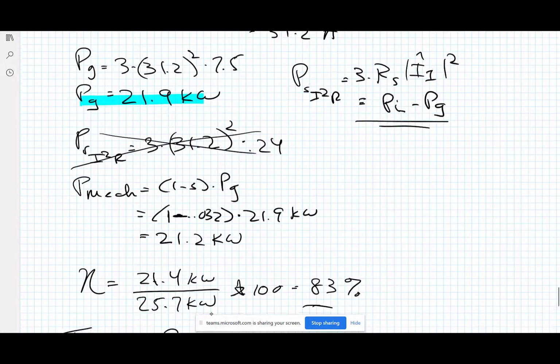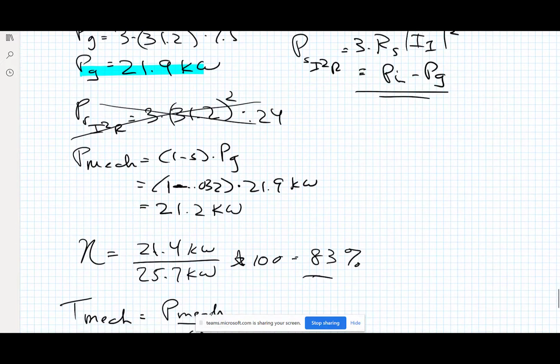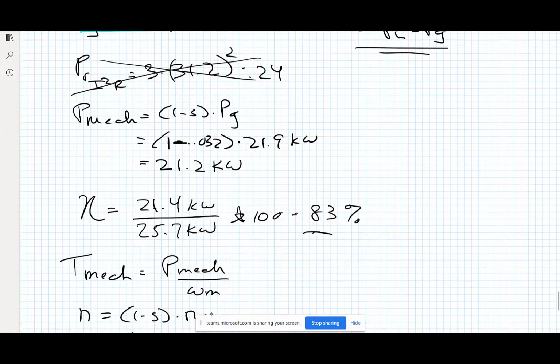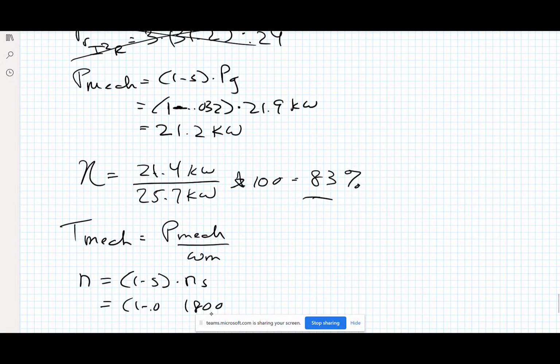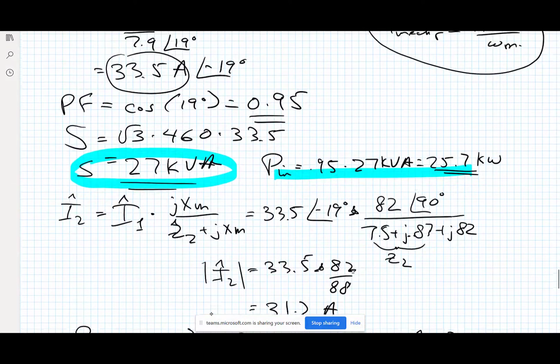My P-gap is still a little bit weird, only 0.7 kilowatts. It's like the stator losses were so high. So I have to go back and double check something. But anyway, it's not going to change this number. This seems a little low, and I think that I might have made a mistake somewhere.